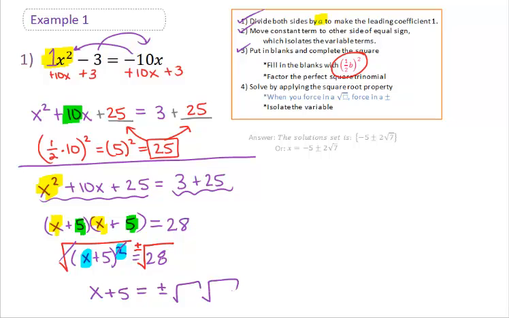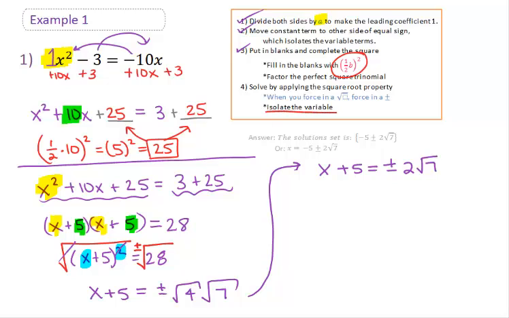square roots. 28 divides by a square. The largest square is 4, and 4 times 7 gives me 28. So moving over to my right-hand side here, I have x plus 5 is equal to plus or minus square root of 4 gives you 2, and then you have your root 7.